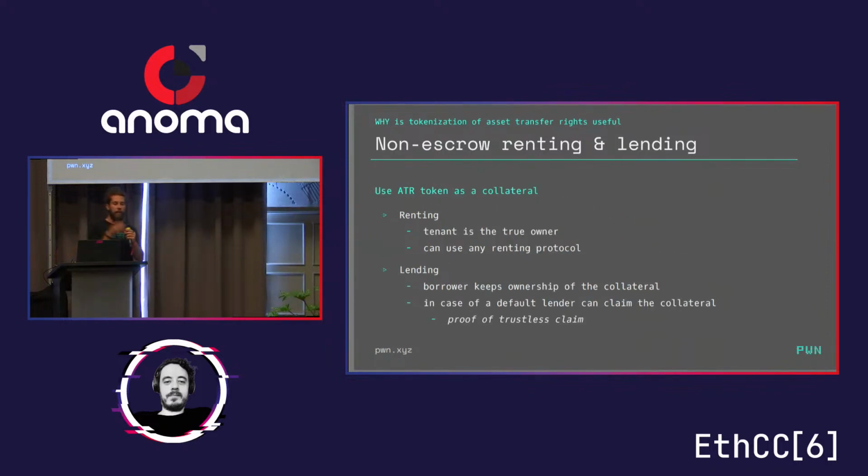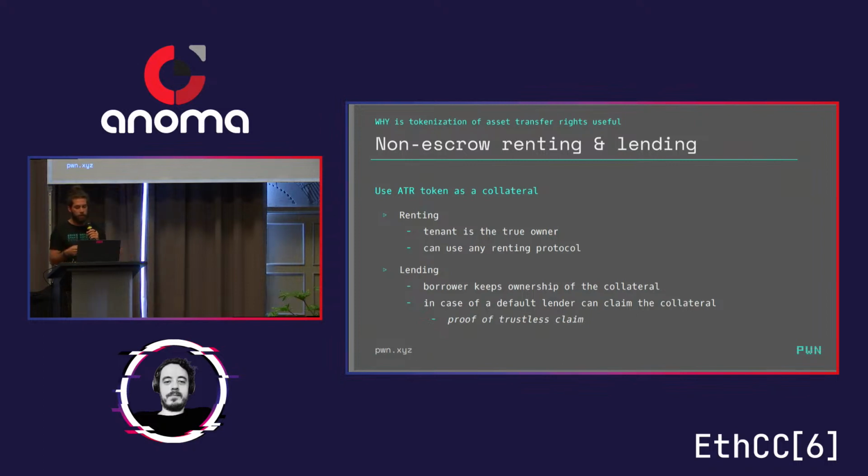If we use an ATR token as collateral, renting looks much better and lending looks much better. With renting, the tenant is still the true owner, but the collateral is one-to-one correlated with the asset itself. So there is no risk of liquidation, and the tenant cannot sell it or transfer it somewhere else. At the end of the rent, the asset is simply transferred back to the original owner, and you are not locked with one renting model.